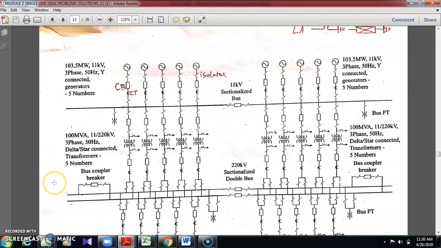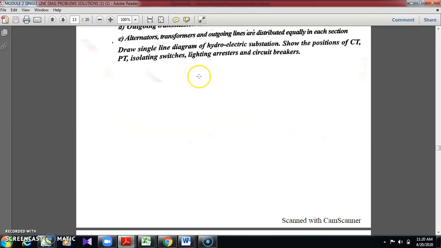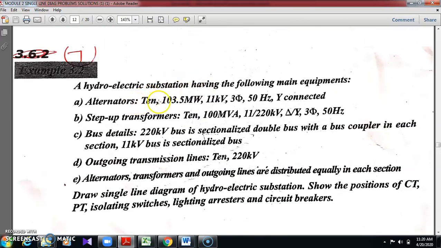For example, if this station is not working, if it is off, if something happens, then this will continue. Only this is off. In the sense what? This isolator will break. It will get open. Only this section is off, whereas this will continue. Okay, same thing. If you see this problem, alternators are 10, transformers are 10. And then sectionalized bus bar with bus coupler in each section, the 11 kV bus is sectionalized. So the 11 kV bus we have sectionalized, and outgoing transmission lines are 10.